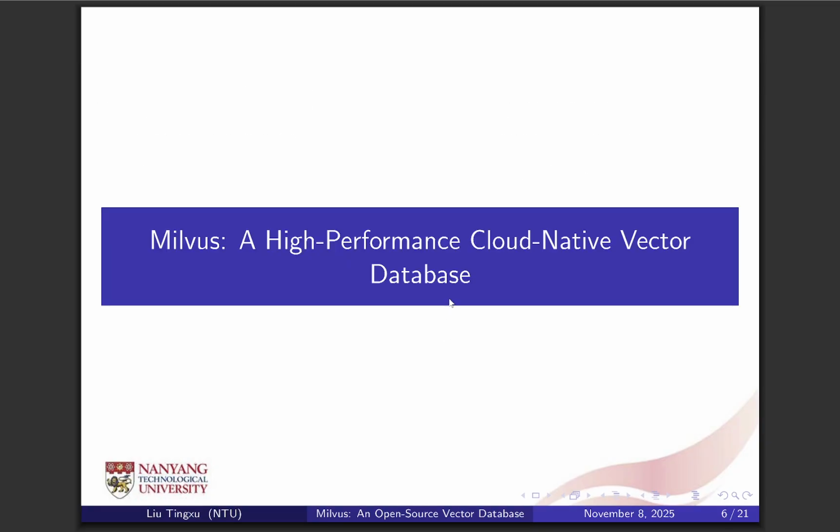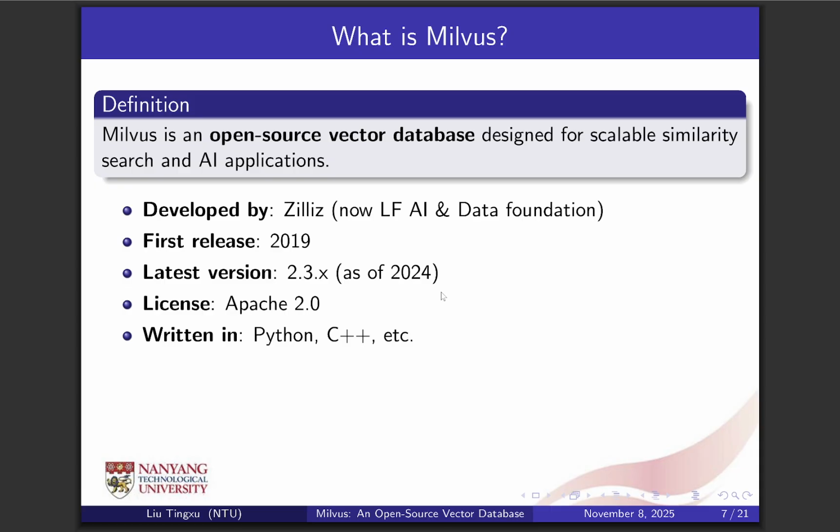Next, let's talk about Milvus. It's a high-performance cloud-native vector database. Milvus is an open source vector database designed for scalable similarity search and AI applications. And its detailed information is as below. We can use Python to use the Milvus database.